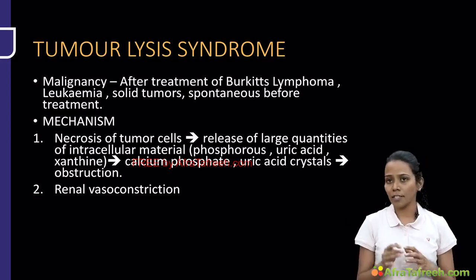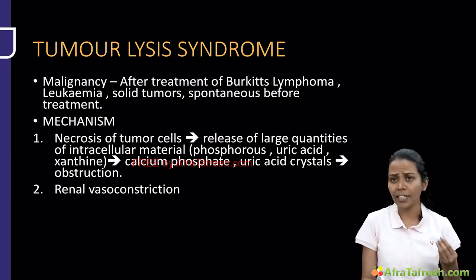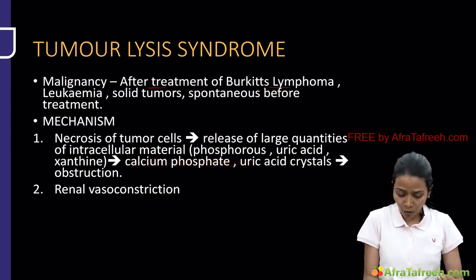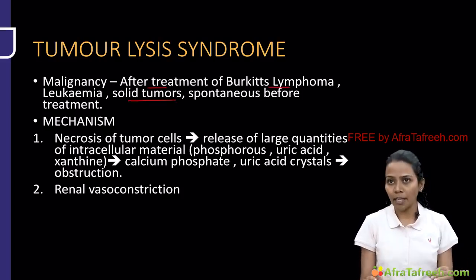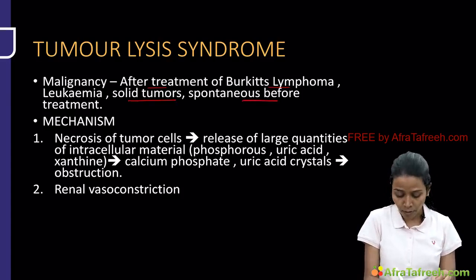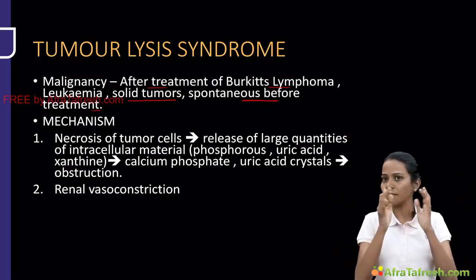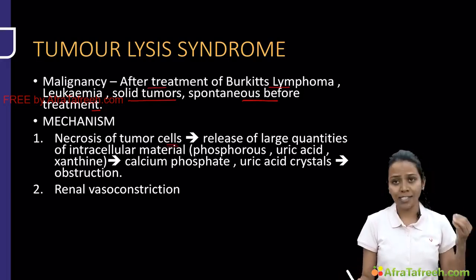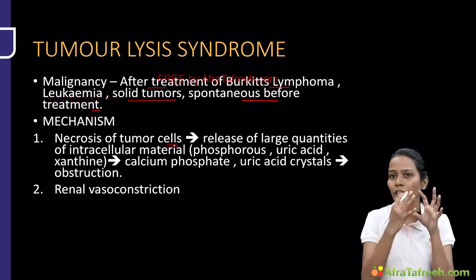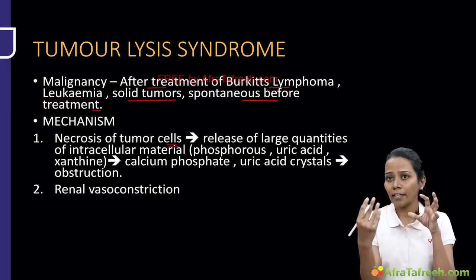Tumor lysis syndrome is generally seen when, obviously, there's a malignancy or a tumor. Generally after treatment of Burkitt's lymphoma or some solid tumors. Okay, generally it is seen after treatment, but sometimes it can be seen spontaneously also before treatment. This happens when the tumor is rapidly growing and the blood supply to it is very less. So the mechanism is, when there is necrosis of the tumor cells, there is a release of a large quantity of intracellular substances like phosphorus, uric acid and potassium.